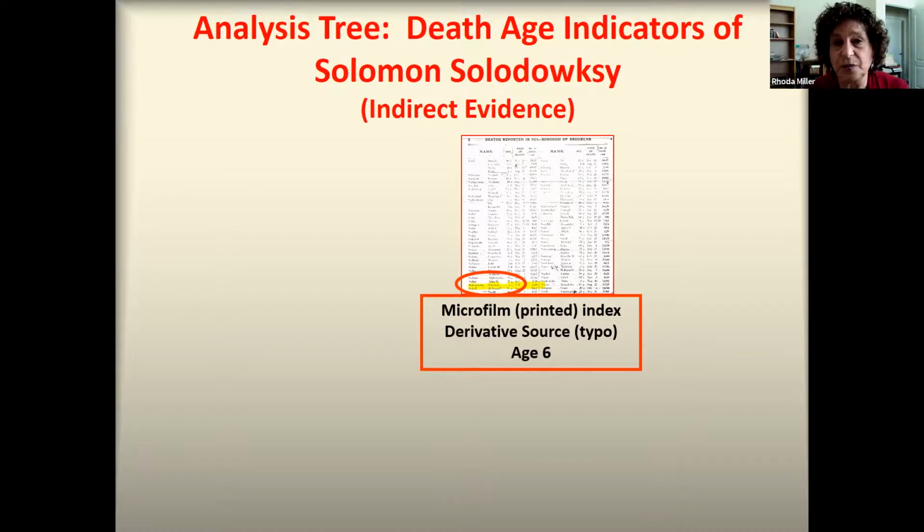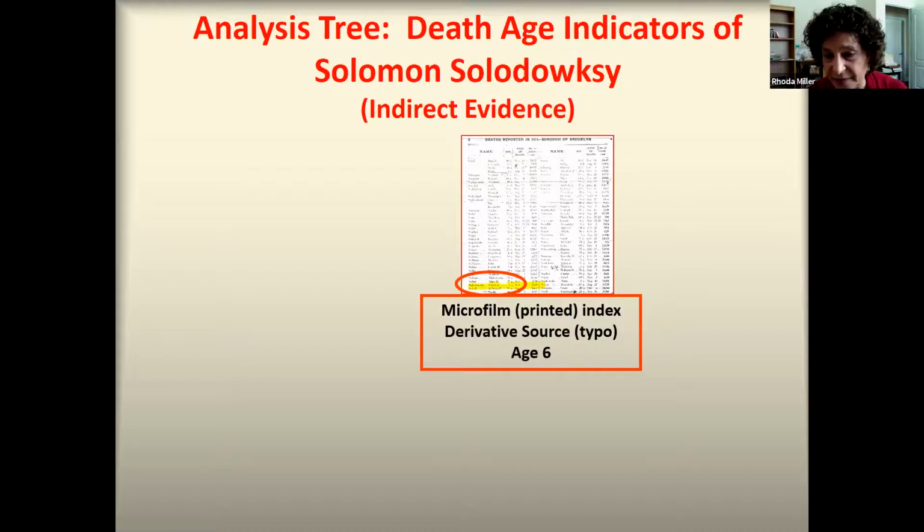He was in the 1920 census. He was 52 years old. He could have died the next day. He could have lived another 30 years. I had no idea. So I was going through year by year by year. I know it's hard to see, but in the microfilm, I kept coming across the Solomon Solodowksy, the only one, age 6. Now, someone who dies at age 6, they can't possibly be my great-grandfather.